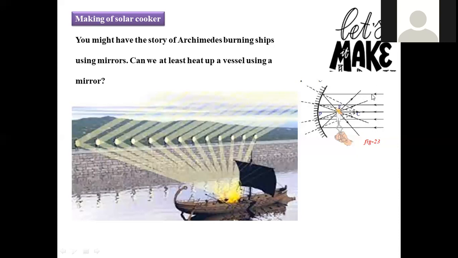Let us denote these rays as R1, R2, R3, R4, R5. All are parallel with respect to each other and strike the surface of this curved concave mirror. After striking, what happens? They bounce back. While bouncing back, all of them meet at a particular point called the focal point.